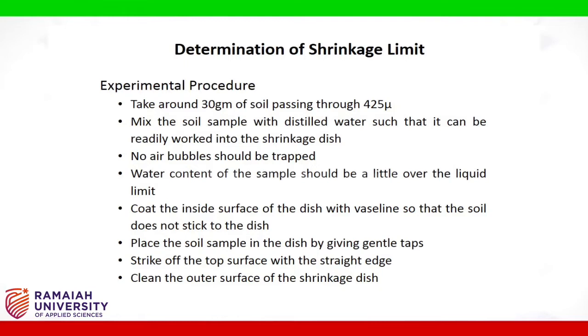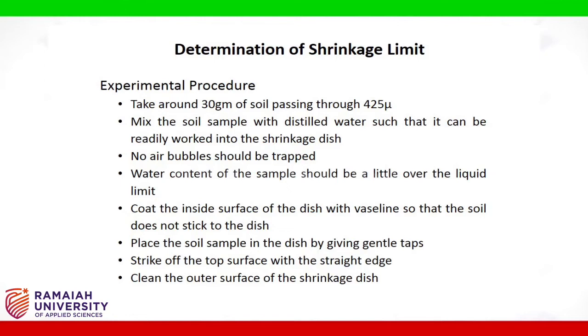Mix the soil sample with distilled water such that it can be readily worked into the shrinkage dish. No air bubbles should be trapped. Water content of the sample should be a little over the liquid limit. Coat the inside surface of the dish with Vaseline so that the soil does not stick to the dish.